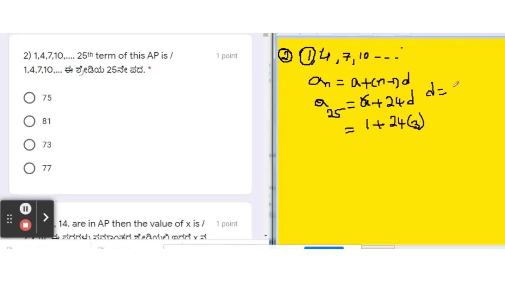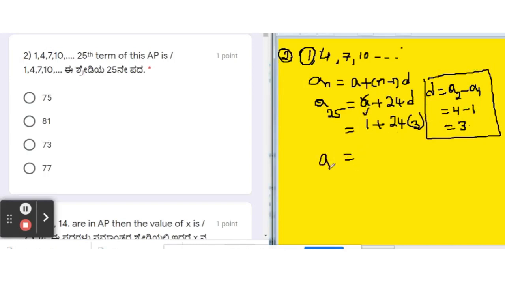D is the common difference, which is given by the formula a2 minus a1, where a2 is the second term 4 and a1 is the first term 1. 4 minus 1 is 3. So we know the value of a, the first term, 1, and we know the value of d, the common difference, 3. Now it is easy to find the 25th term, which is nothing but 24 threes are 72. 72 plus 1 is 73. The value of the 25th term is 73. C is the correct option.